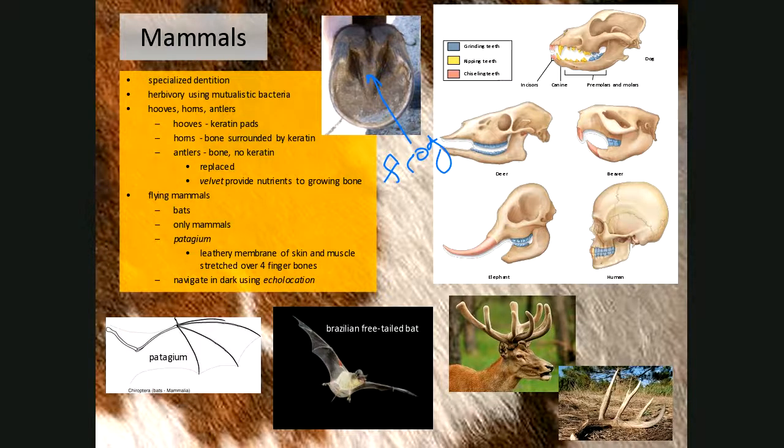Unique among mammals is the fact that there are flying members too. There are bats. These are the only mammals that can fly, and what they've done, really cool little modification, is they've taken their appendages. This is their finger bones, folks. We talked about this in class. And they've attached a membrane in between them called a patagium. And now you got something that can fly.